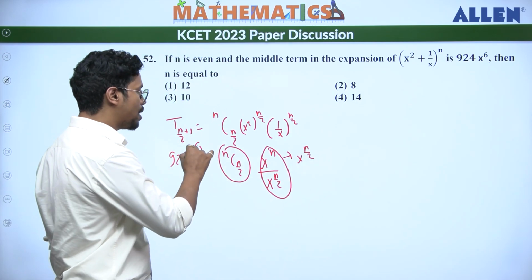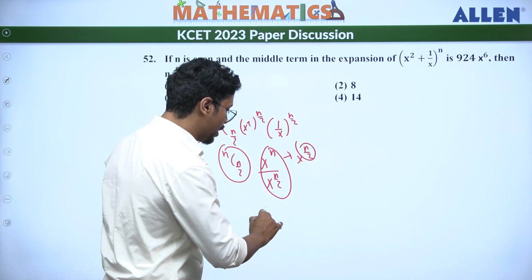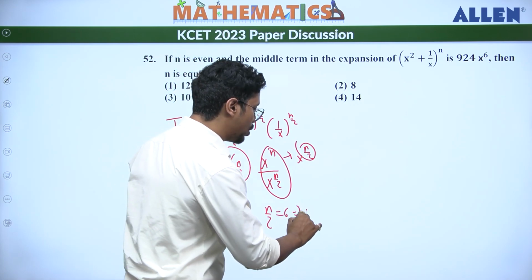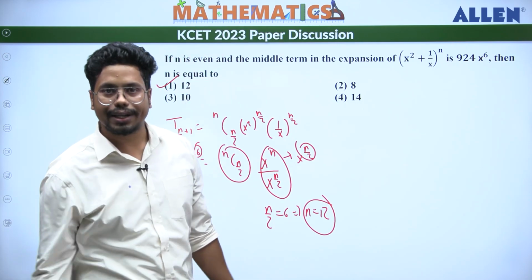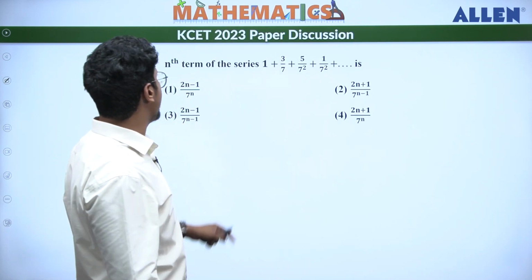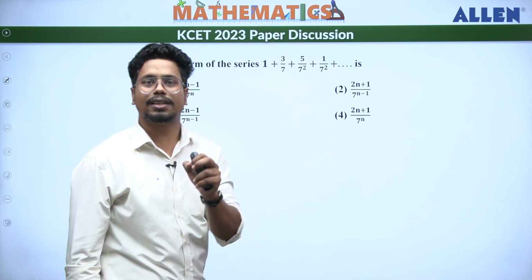Now compare, x power is 6 here, x power is n by 2 here, n by 2 value is 6, so n is equal to how much, all of you will get? 12. Option number 1. Let us go ahead. This was a very easy question.